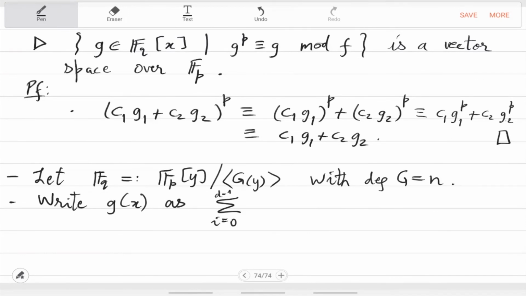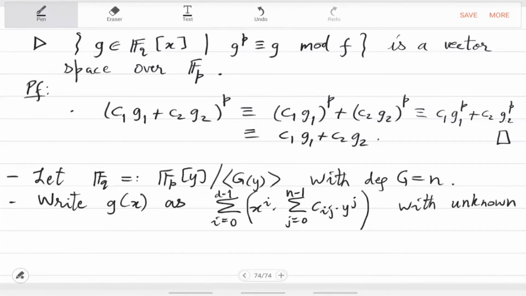i goes from 0 to d minus 1. That's for x to the i, and then there are these coefficients in FQ which again we need to expand as y polynomials, which goes from 0 to n minus 1, with unknown Cij, but they are in FP.